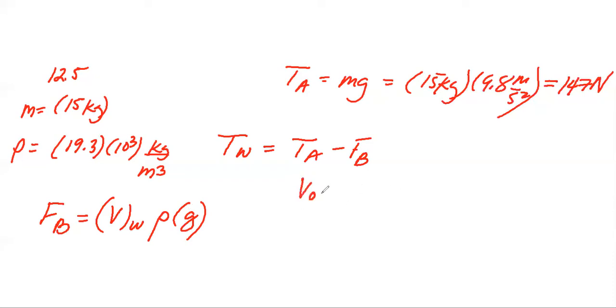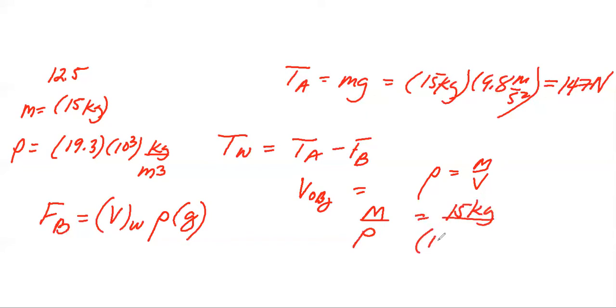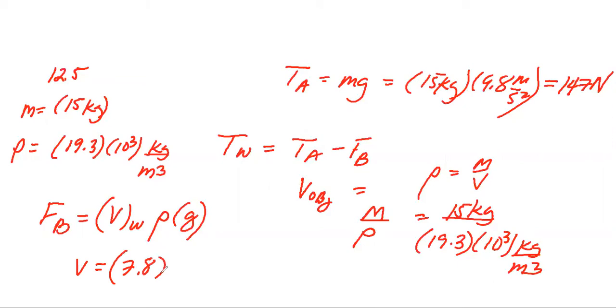All right, this is example 12.5. In 12.5, we've got a 15 kilogram nugget of gold. Wouldn't that be nice? 15 kg mass. Rho of gold is going to be 1.93 times 10 to the third kg per meter cubed. It's held up by a string, and we're asked to find its tension in the air and the tension in the water.